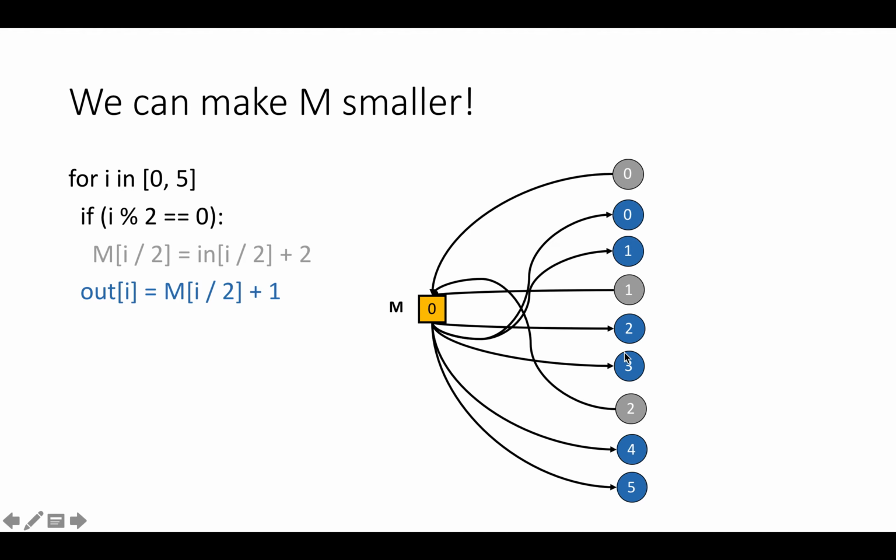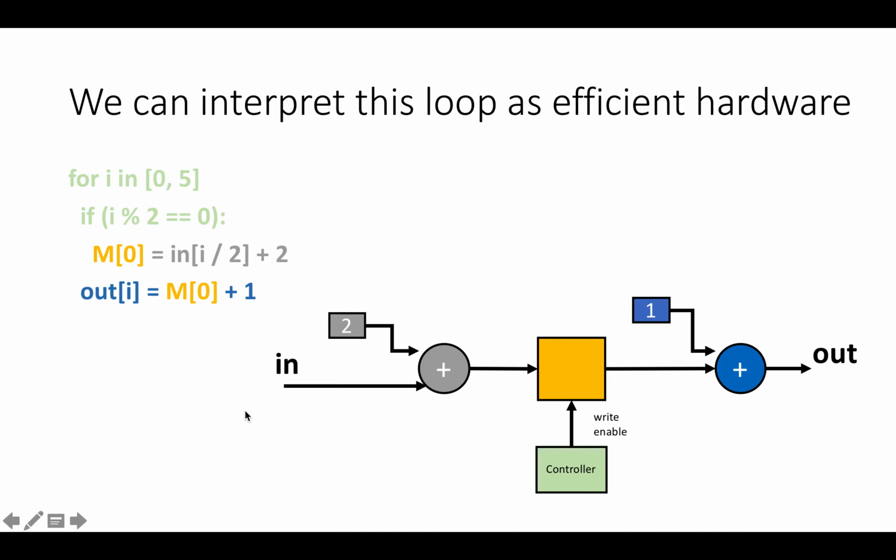So we can make m smaller by doing this sort of rescheduling where reads from a memory location are closer to writes. And now we can just rewrite this program to say m0 equals in of I divided by 2 plus 2, and then we'll just read out m0 here. So we can interpret this loop as the efficient hardware we saw earlier.